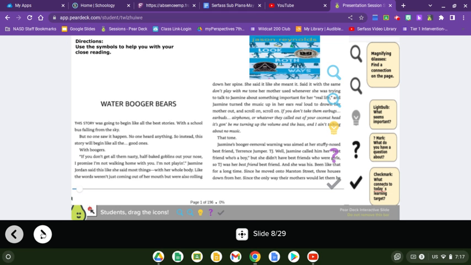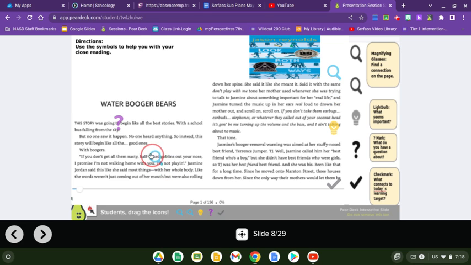All right, let's try it again with a book called Look Both Ways by Jason Reynolds. "This story was going to begin like all the best stories, with a school bus falling from the sky." Of course, we got to ask a question, what's going on there? "But no one saw it happen. No one heard anything. So instead, the story will begin like all the good ones, with boogers."